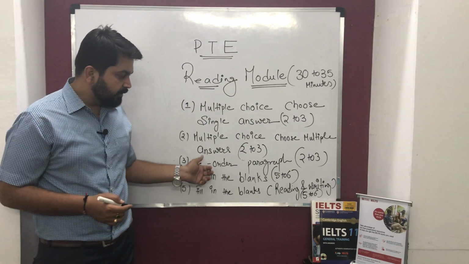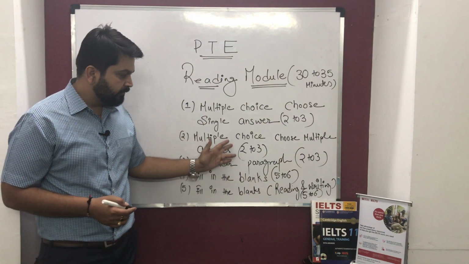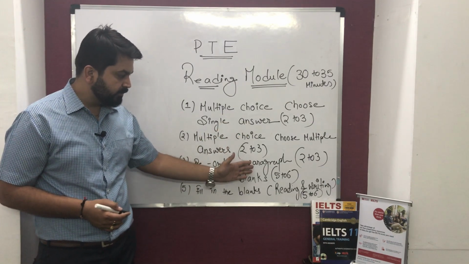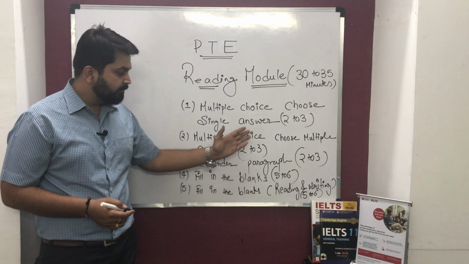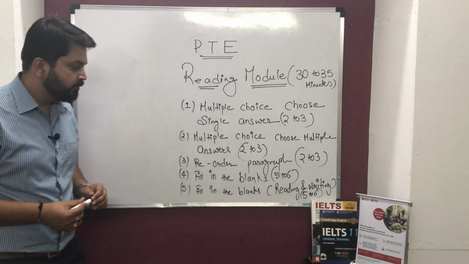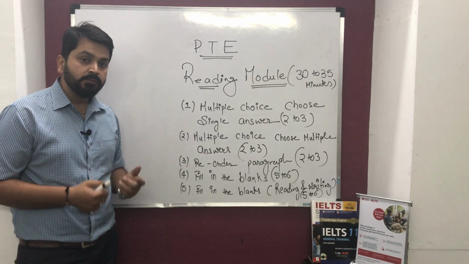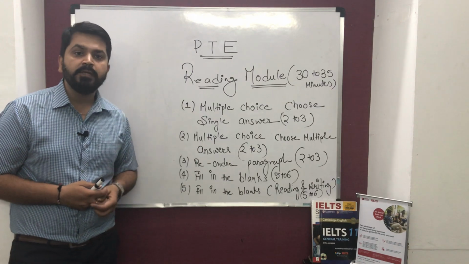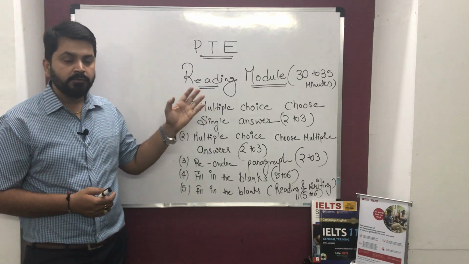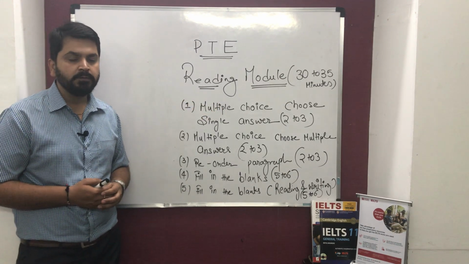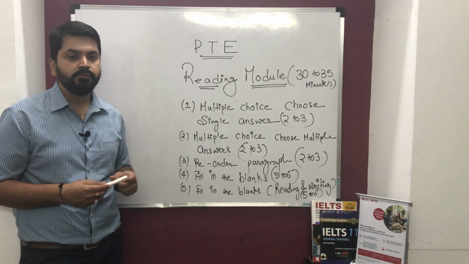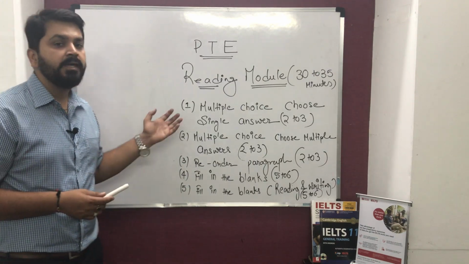So altogether there will be around 16 questions minimum: 2 plus 2 plus 2 is 6, and 5 plus 5 is 10. And maximum you can see 3 plus 3 plus 3 is 9, and 12. So 12 plus 9 is around 21. So minimum 16 to 21 questions you will have, and the time limit is 30 to 35 minutes. So we have approximately 2 minutes for every question type. So we have to increase our speed in reading. You should be a good reader to complete your reading module.